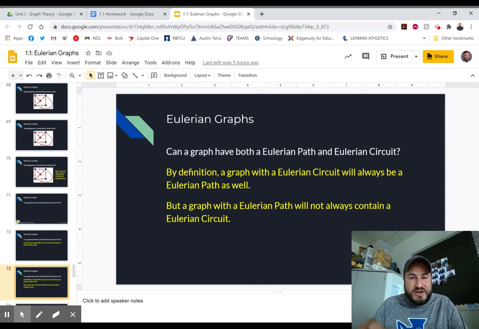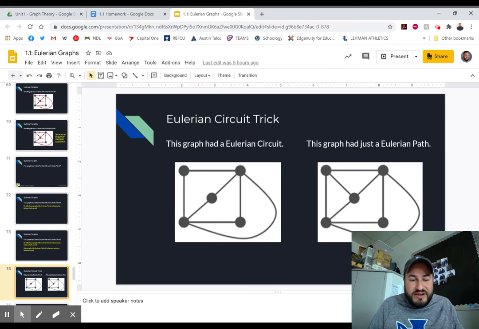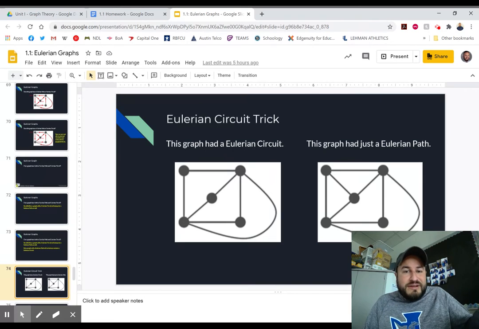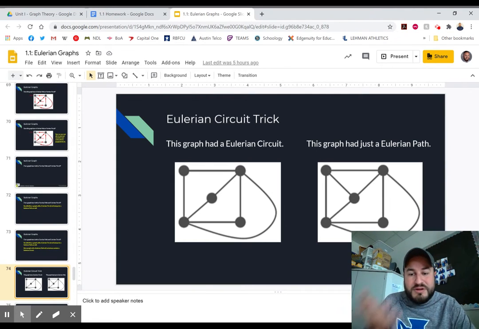But I am going to show you a trick on how to determine right off the bat whether or not a graph has a Eulerian circuit. It's pretty easy. Look at these two graphs. The one on the left is the one we did on Monday and Tuesday, the one I started out with. That one does have a circuit. We already found it earlier. The one on the right, the one I just did, only has a Eulerian path. It does not have a circuit. We looked and looked and couldn't find one. But here's an easy way to figure it out.